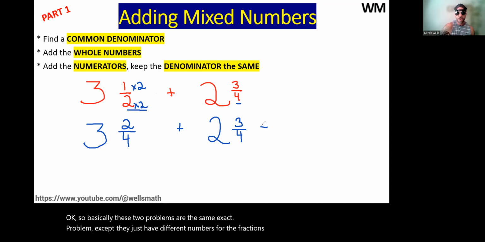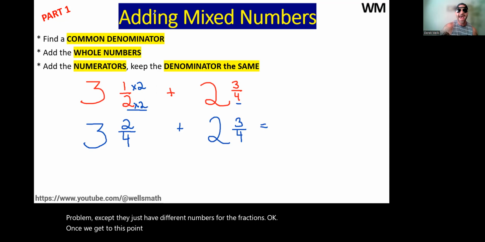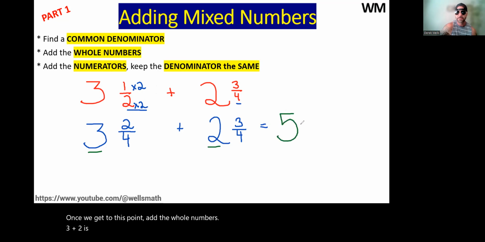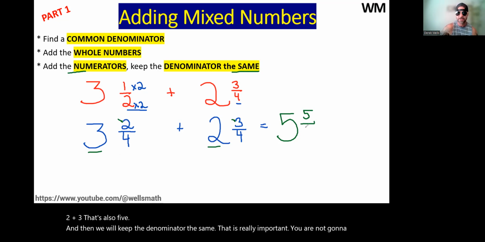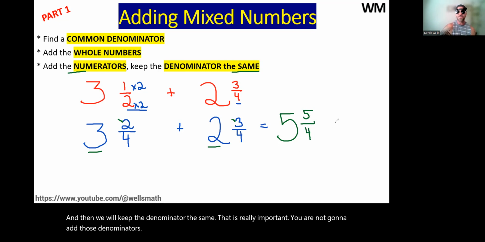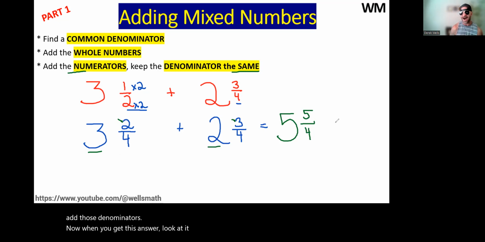Okay. Once we get to this point, add the whole numbers. 3 plus 2 is 5. We're going to add the numerators. 2 plus 3, well, that's also 5. And then we will keep the denominator the same. That is really important. You are not going to add those denominators. And when you get this answer, look at it very closely. We get 5 and 5/4.